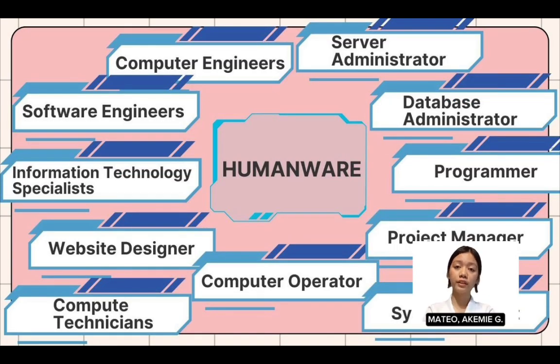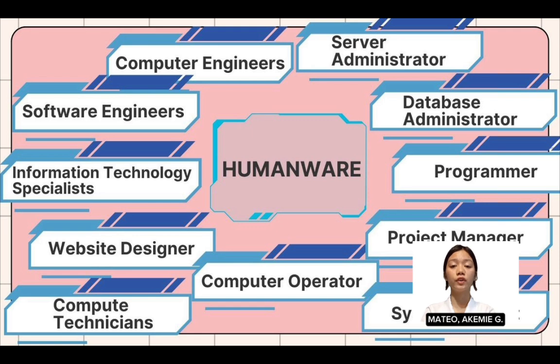So we have different types of humanware. The first one is the computer engineers. Computer engineers are engaged in software design and application to address the needs of a particular industry or sector. They are also primarily responsible for updating the software as well as providing additional customization of current software to ensure the system's functionality.